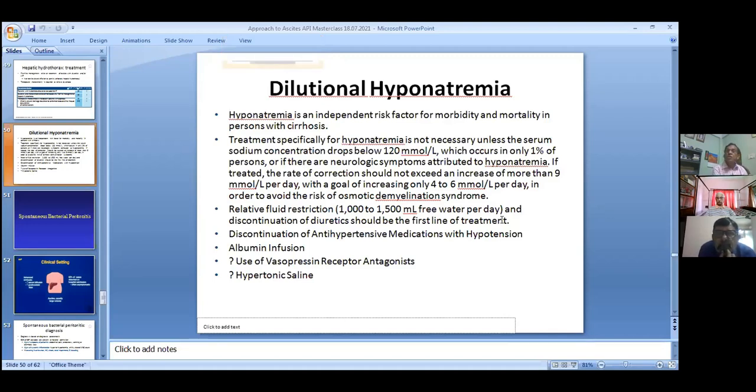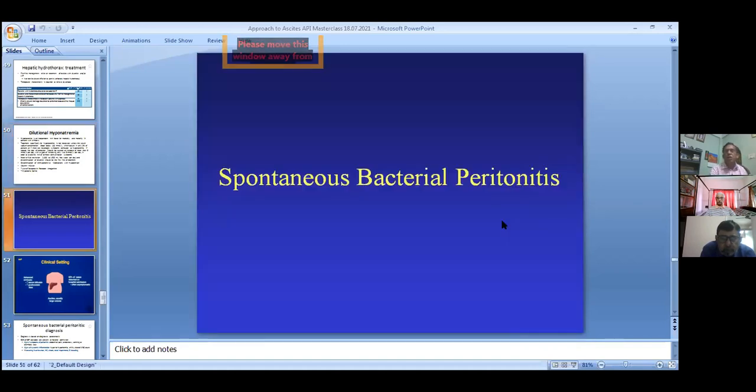Albumin infusion is very much effective, because it alters the hemodynamics. The vaptans are usually contraindicated, and they worsen the hepatic dysfunction. At present knowledge, the vaptans should not be given in cirrhotic patients with dilutional hyponatremia. And there is no role of hypertonic saline in managing hyponatremia in cirrhosis.